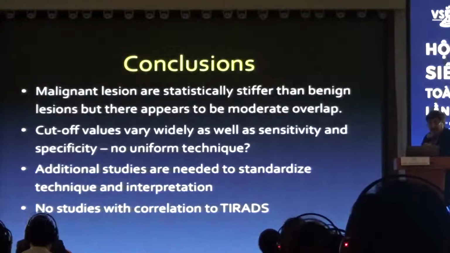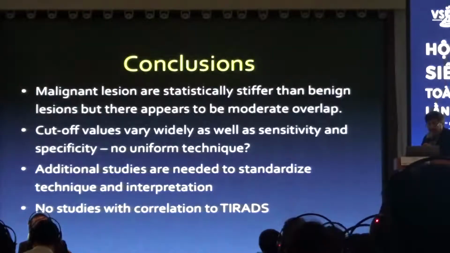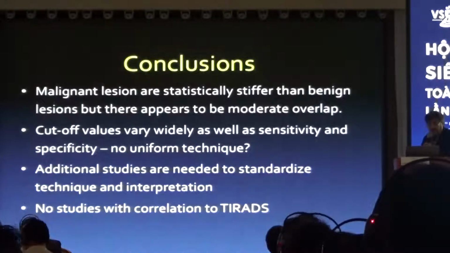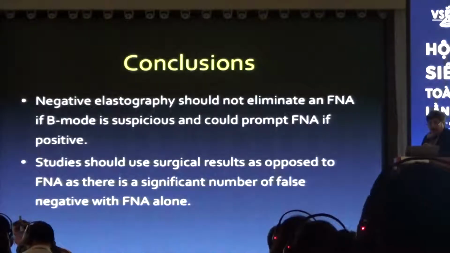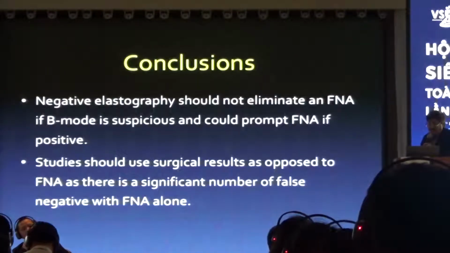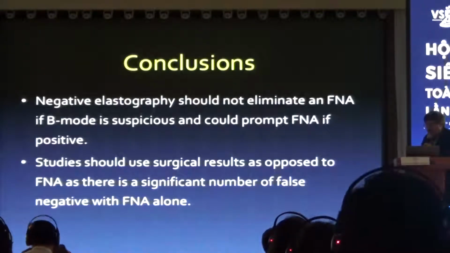So to conclude, malignant lesions are statistically stiffer than benign lesions, but there appears to be moderate overlap. Cutoff values vary widely as do sensitivity and specificity, and we really have no uniform technique. Additional studies are needed to standardize the technique and interpretation, and to my knowledge, right now there are no studies that correlate elastography with surgical thyroid results. So negative elastography should not eliminate doing an FNA if the B mode is suspicious, but positive elastography could prompt an FNA. And again, we really need to look at studies using surgical results as opposed to FNA because there are a lot of problems with just doing an FNA.